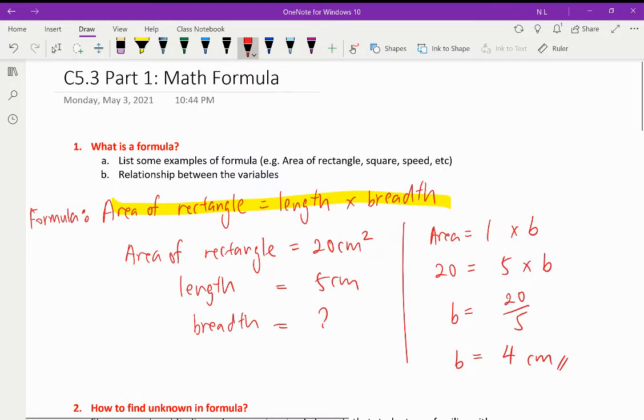For this particular concept, all we need to do is to identify the formula given in the question. Using this formula, we are able to identify the relationship between the variables. For example, area of rectangle equals length times breadth. Given that the area is 20 cm squared and the length is 5 cm, how do we find the breadth? We just take 20 divided by 5, and this will give us the breadth.